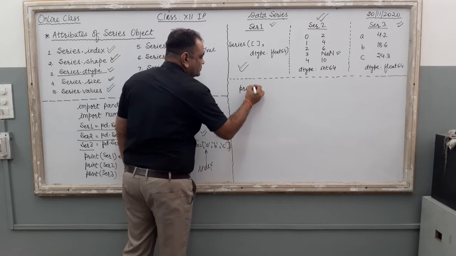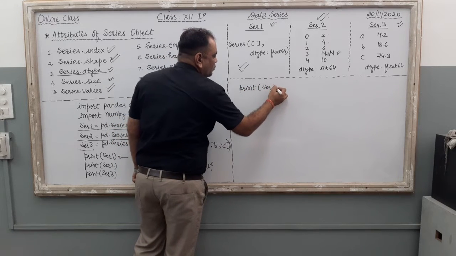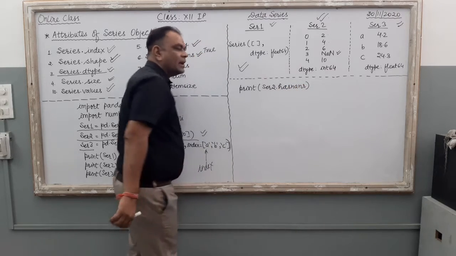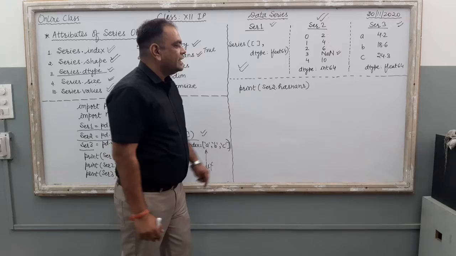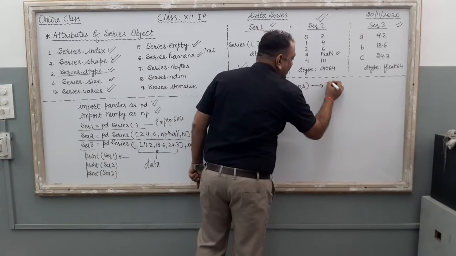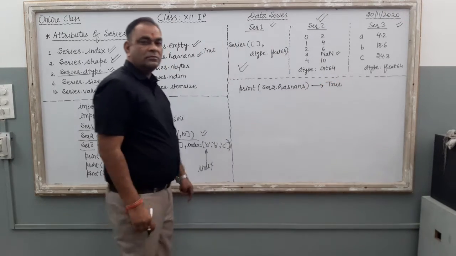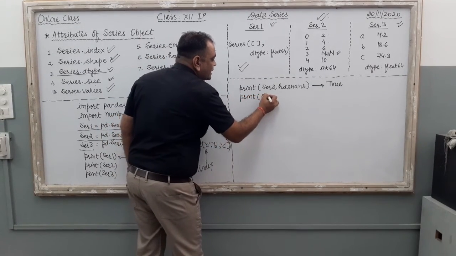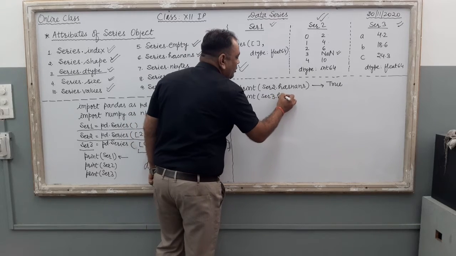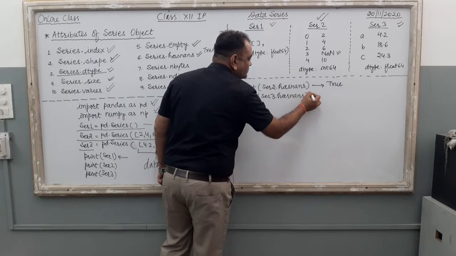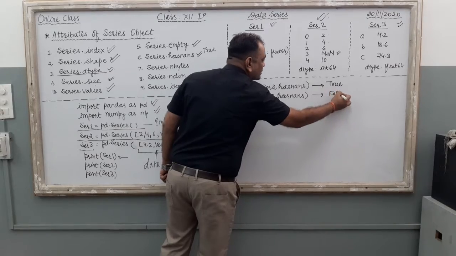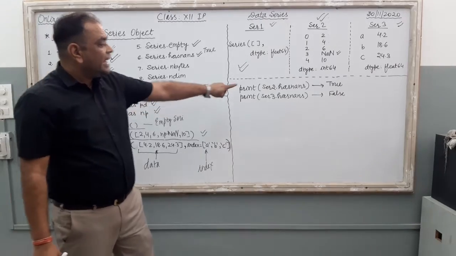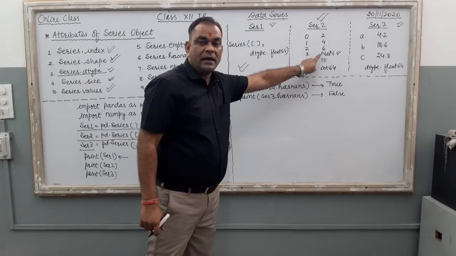Print ser2.hasnans. What is the result? NaN is there in the series, not a number is there, so the result will be true. Clear? If I use this with the ser3 object, ser3.hasnans, the result will be false. ser3 does not have any not a number, whereas ser2 has a not a number.